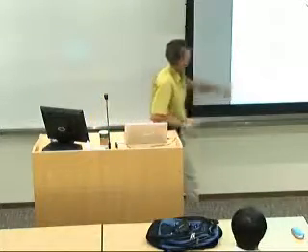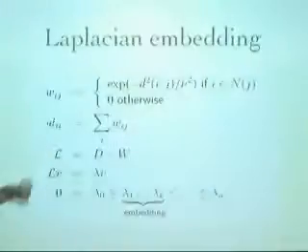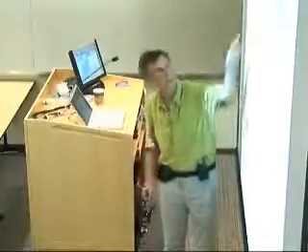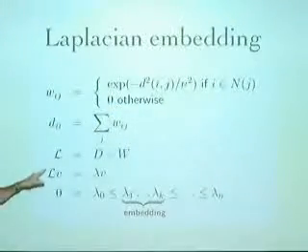So what's the D? I forgot. W is this matrix, and D is this matrix. And then you take the eigenvalues and eigenvectors of a matrix L.